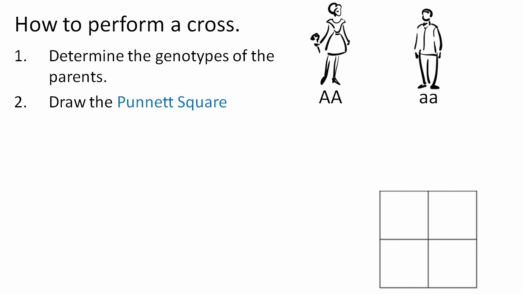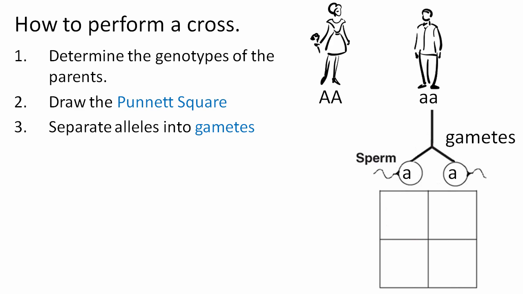Number two, we're going to draw up the Punnett Square. This is an expression of all possible combinations when these two reproduce. So we're going to begin by separating the alleles of their genotype into separate gametes, into sex cells. So this gentleman here we see has a diploid condition of little a. That is, his genotype is homozygous recessive.